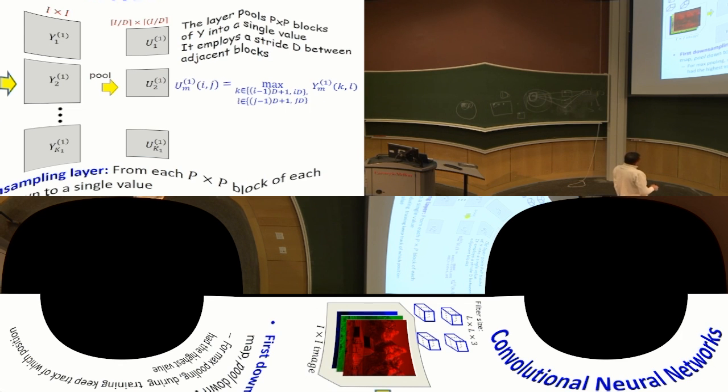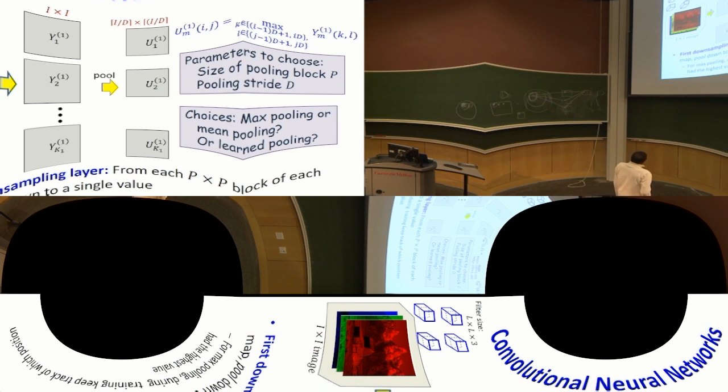But if you actually implement the pooling, from each P cross P block of the map, you're going to pull down to a single value. And then you're going to be striding forward, right? So for pooling, the parameters to choose are the size of the pooling block and the pooling stride. And you have other choices. Do I choose max pooling? Do I choose mean pooling? Do I actually build a network? All of these are things to decide.